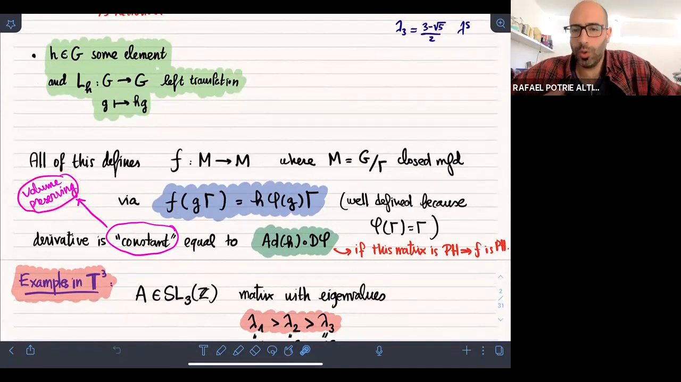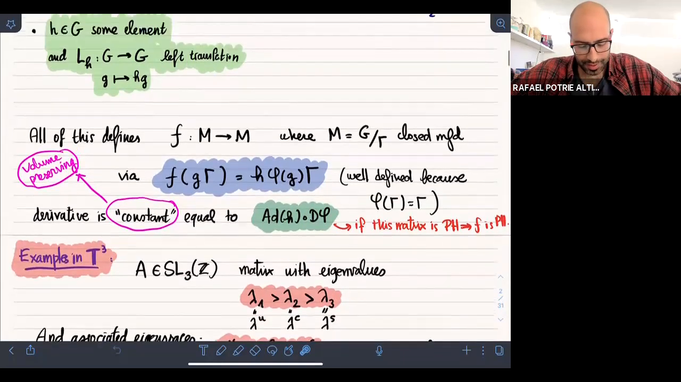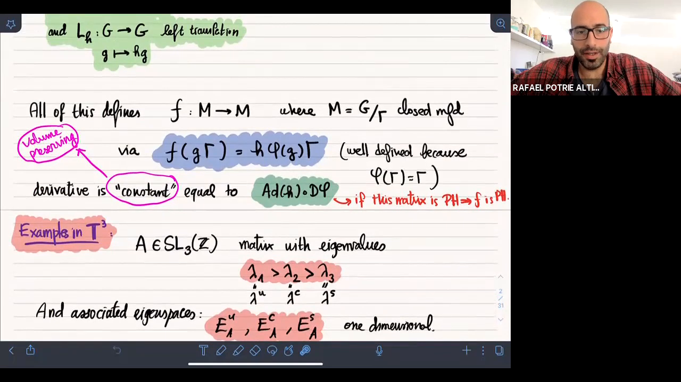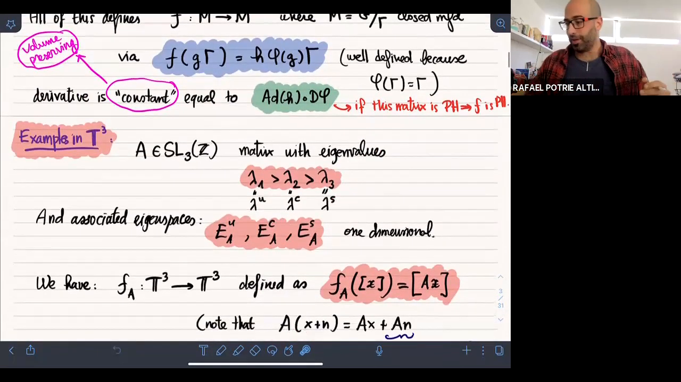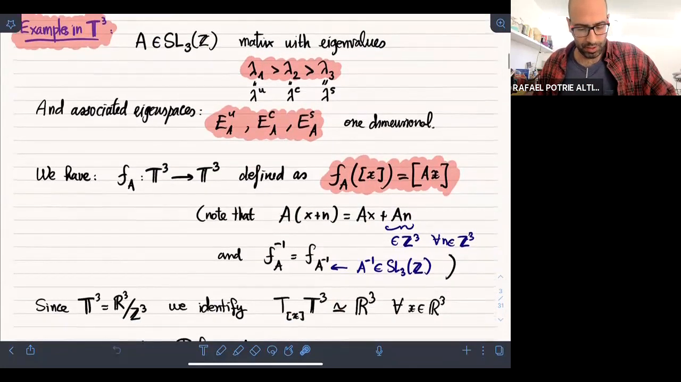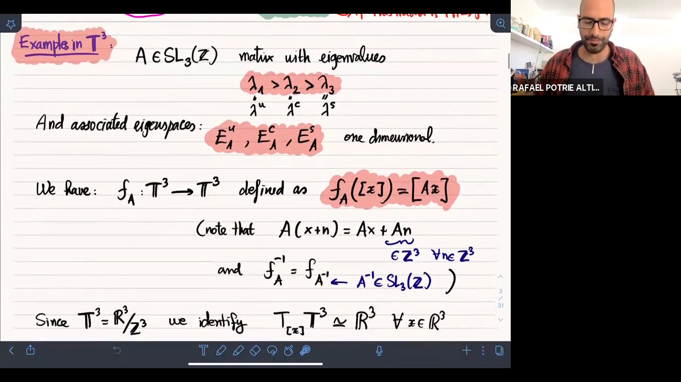And then there are many ways to try to understand the dynamics of this volume preserving map, etc. Okay, so now what I will discuss is this construction in very specific examples. The first example won't answer Catherine's question, but the second one will. The first example is maybe the one most of you know best. The second one probably too, but I wanted to give this example very precisely.